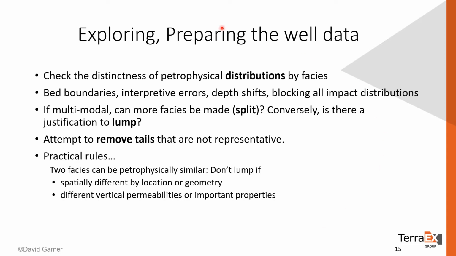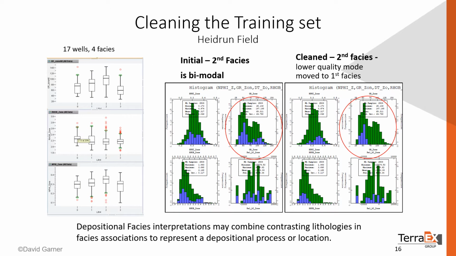Okay, so exploring the data, I don't really want to go into all these details. It's in the other talks. But as I said, we looked at the distributions, we looked at splitting, and we removed tails. That's the key thing. So here's the example. We have distributions for each facies of different properties. Here we have gamma, density, neutron, acoustic impedance. The depth was not matched, and we have here a bimodal distribution on one of the facies.